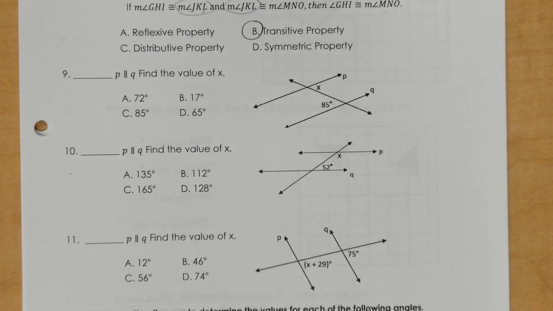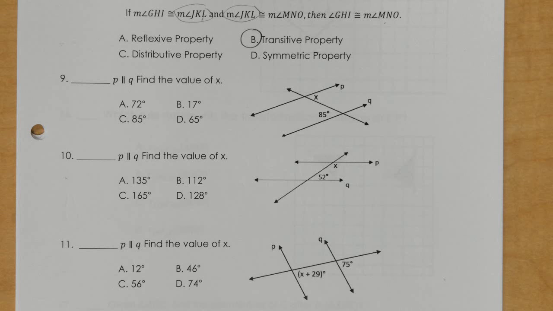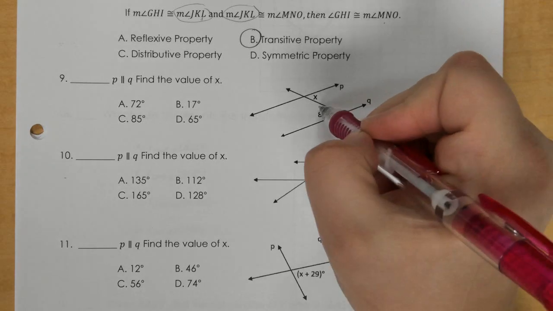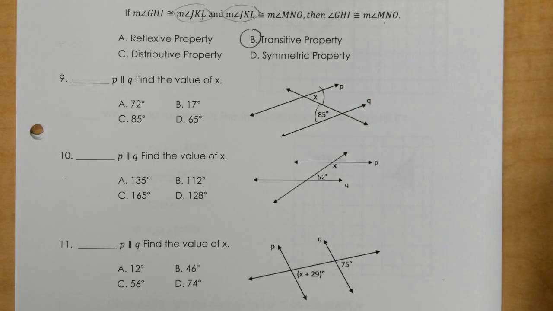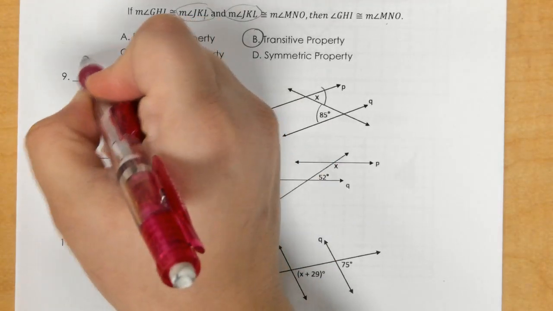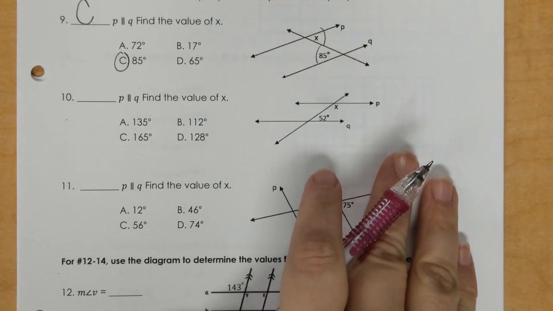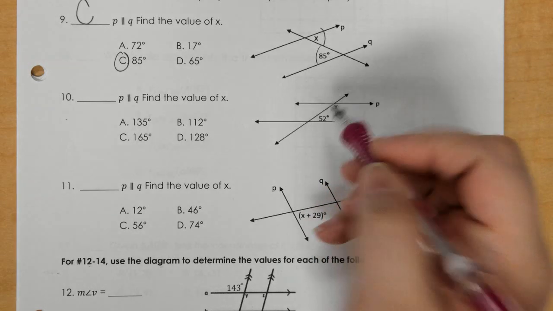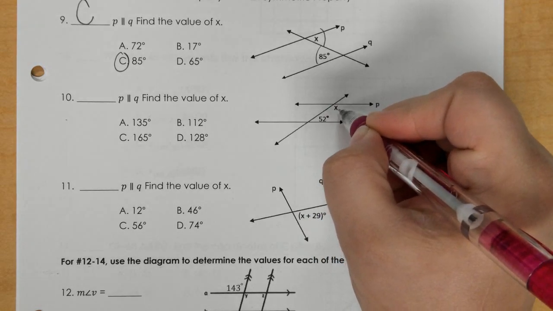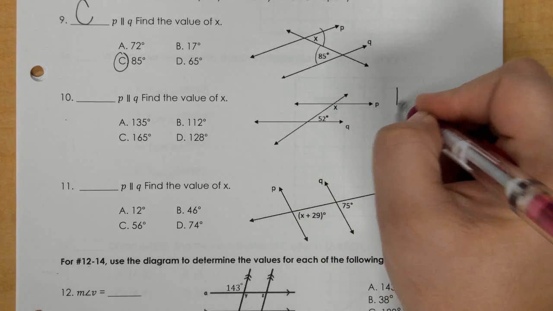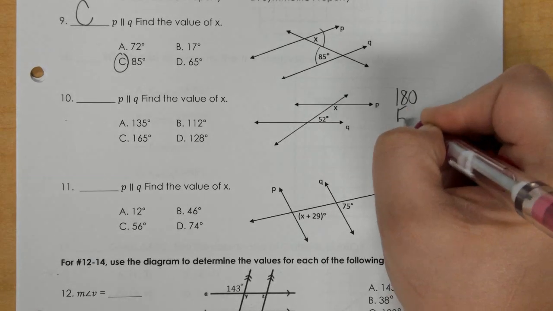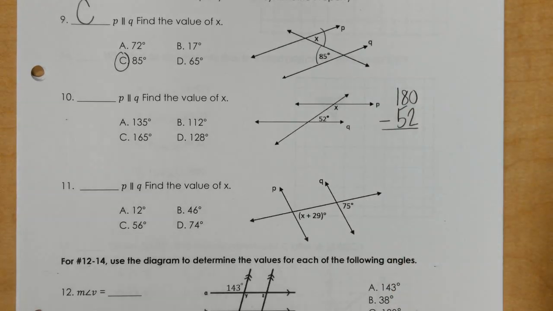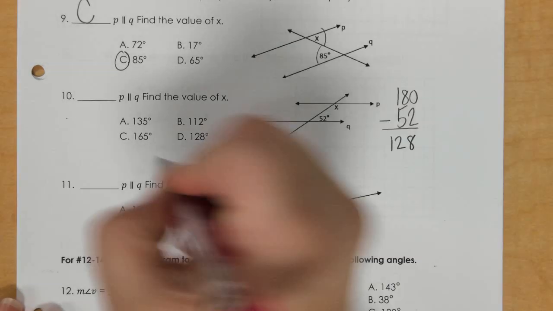In number 9, we have alternate interior angles. So these are congruent. So that's just 85. In number 10, these are same side interior. And so these have to add to be 180. And so simply we could just take 180 minus 52 and figure out that that is 128, I believe. So D.